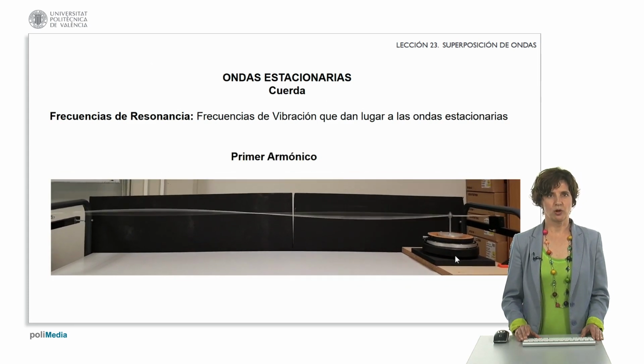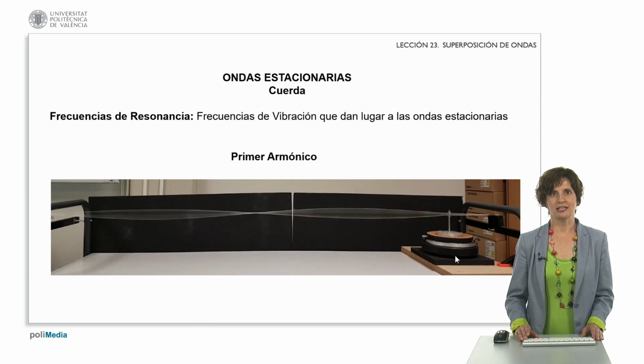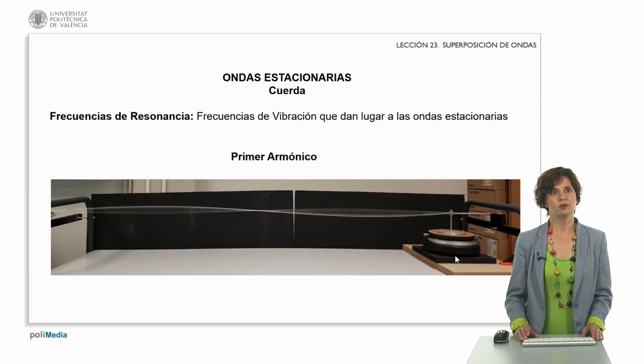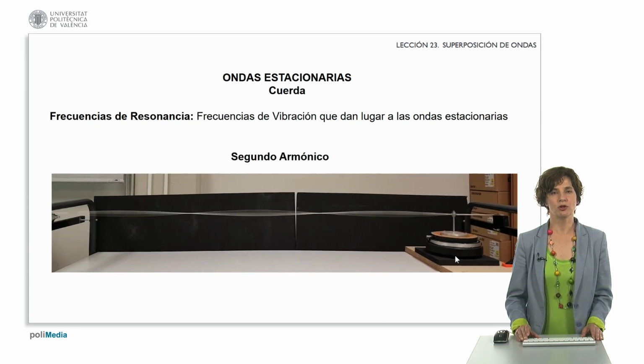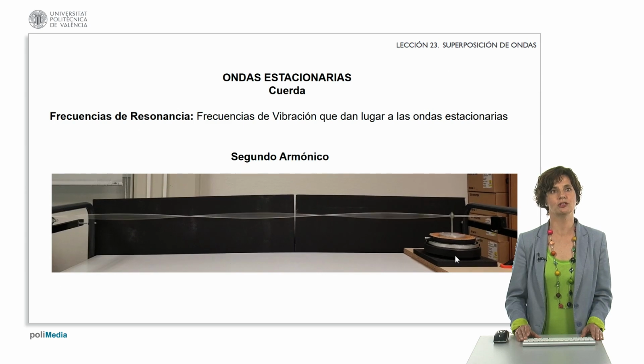This is the first harmonic at 24 Hertz, in which we see a node and two bellies. And this is the second harmonic at 36 Hertz, with two nodes and three bellies.